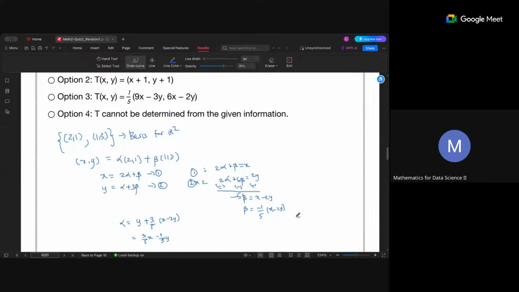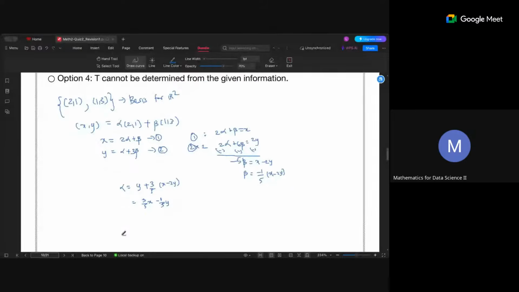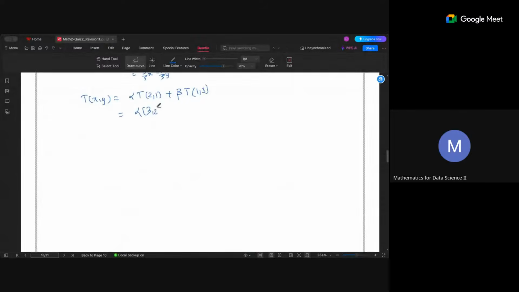If you have got your alpha and beta, what is the next step? Now you simply find T of (x, y) is alpha times T of (2, 1) plus beta times T of (1, 3). Do you know the values of T of (2, 1) and T of (1, 3)? Yes, ma'am. So it is (3, 2) and (0, 0). So it is alpha times (3, 2) plus beta times (0, 0).